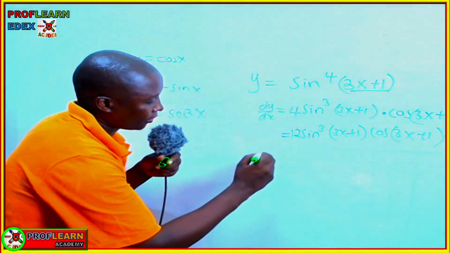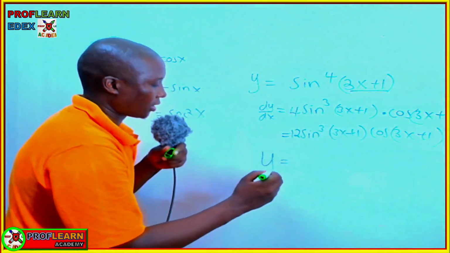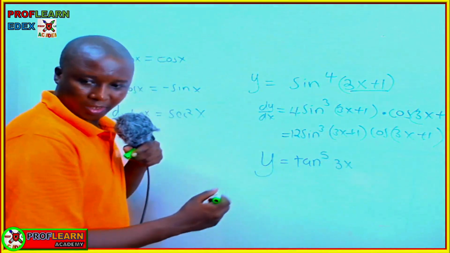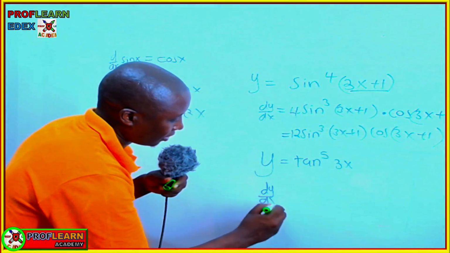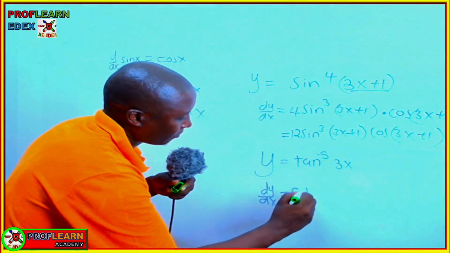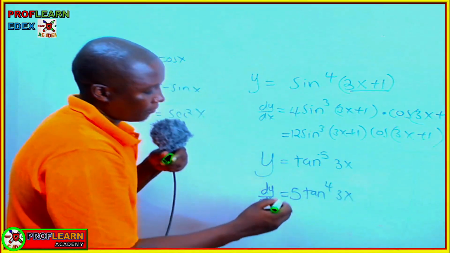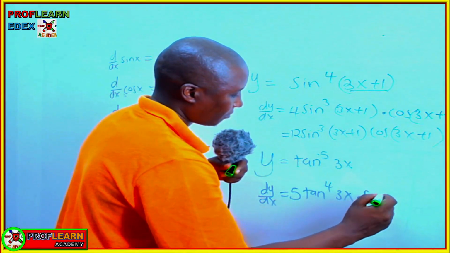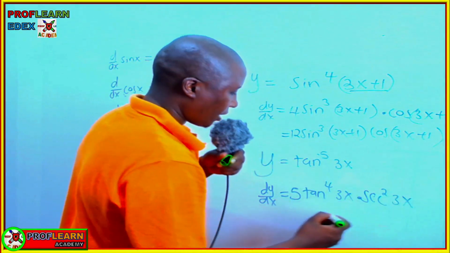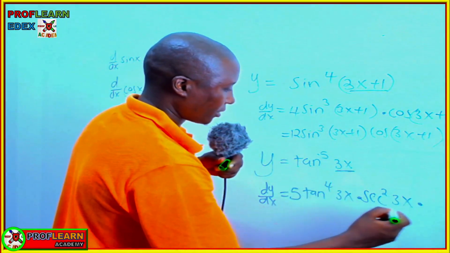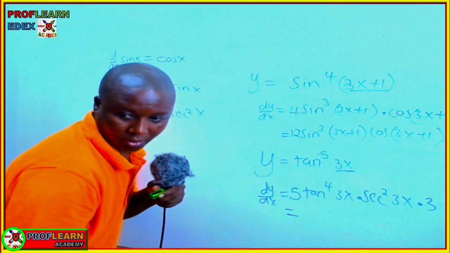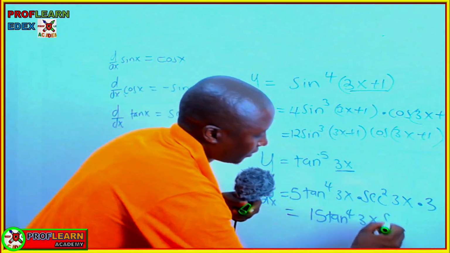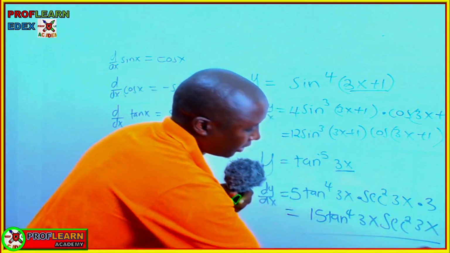So equally, if you have y as a function of x such that you have tan to the power 5 of 3x, first we differentiate and say dy/dx. We take the power down, it will be 5 tan to the power 4 of 3x. The next thing is to differentiate tan without looking at the power, and that is going to be sec squared 3x. Next we differentiate the inner function, and that's times 3. So finally we reduce our expression to 15 tan to the power 4 of 3x sec squared 3x as our final answer.